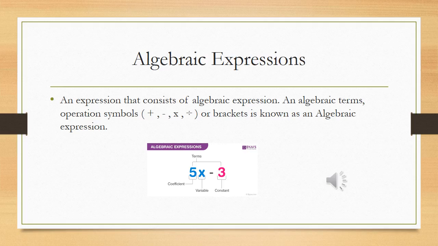There is a picture in which I describe that 5x minus 3 is an algebraic expression. Here 3 is the constant, x is the variable, meaning unknown, and 5 is the coefficient, meaning 5 times x, minus 3. It is an expression. Hope you understand it.